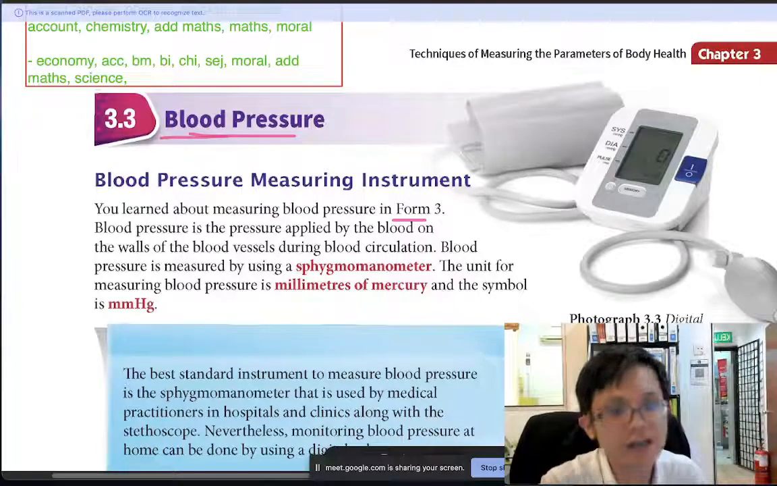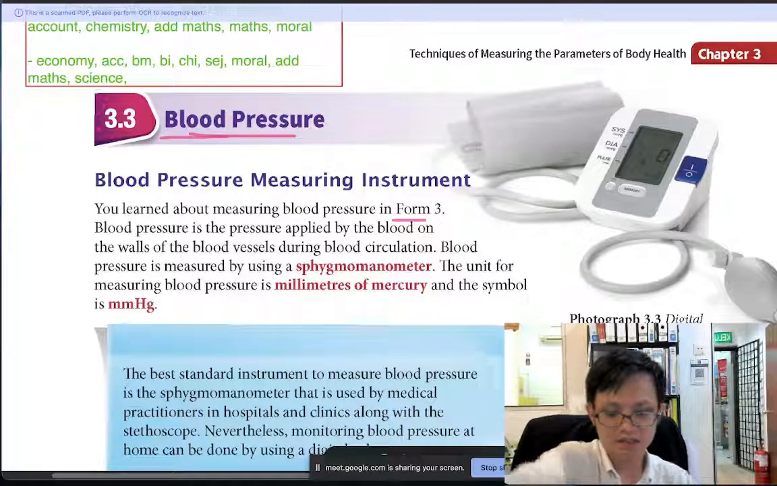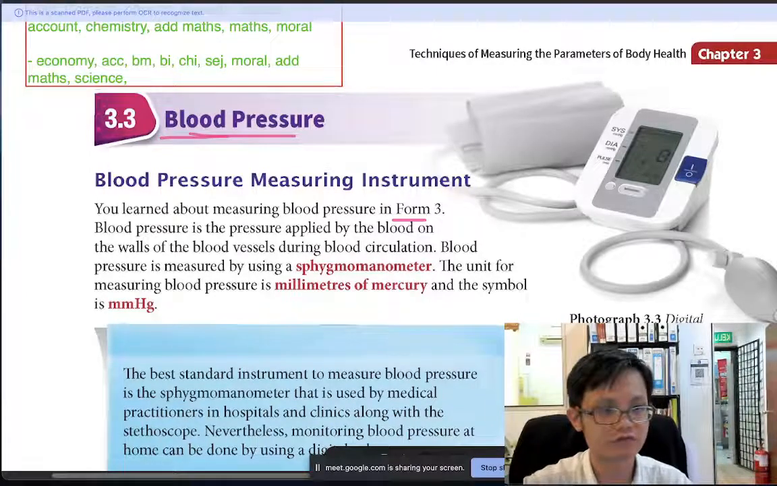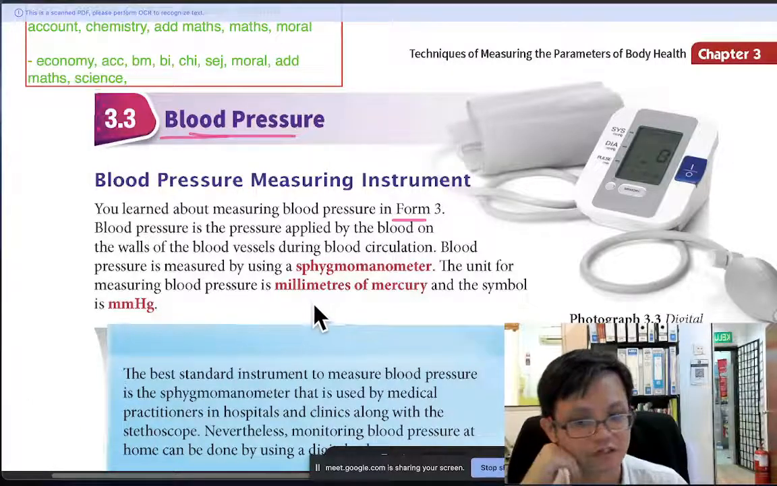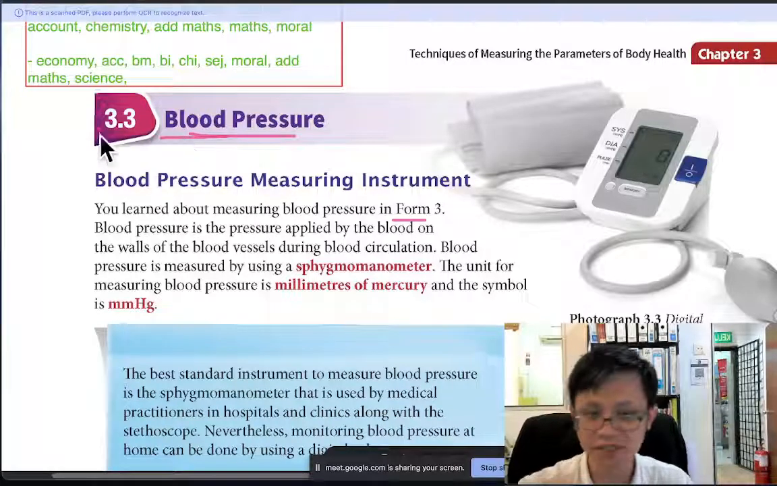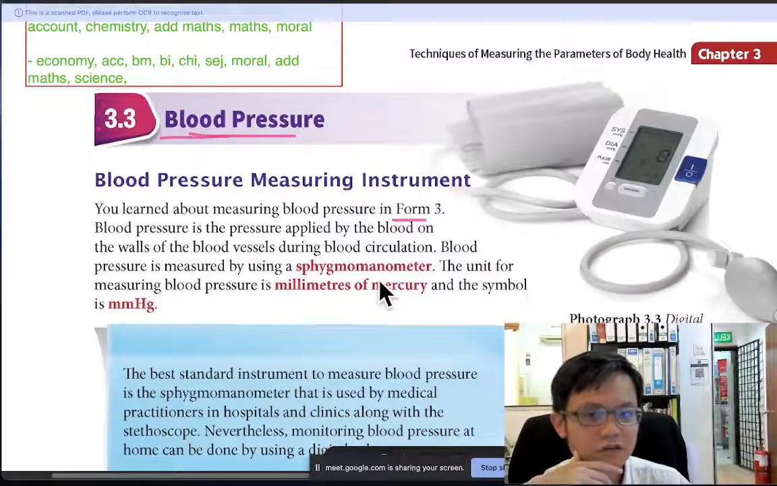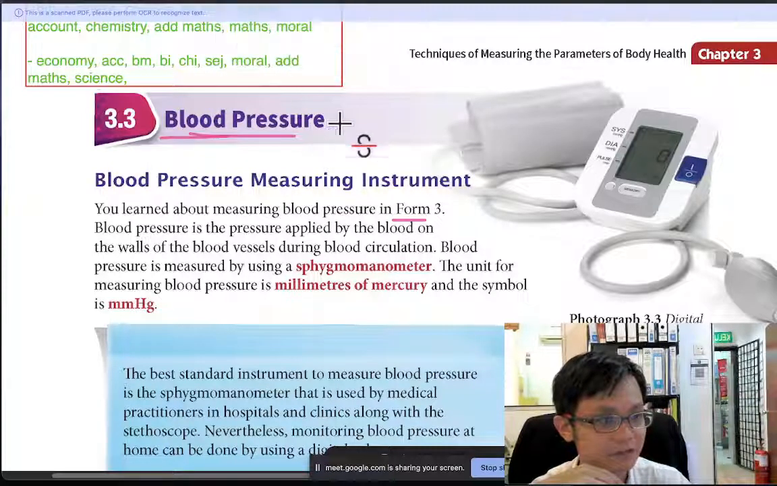So, hello students, welcome back, and today we are going to learn Science Chapter 3, 3.3, about blood pressure, which a lot of students are confused about. What does it mean by blood pressure? So first we need to understand what blood pressure is. Do you know what is the meaning of pressure? What does it mean by pressure?